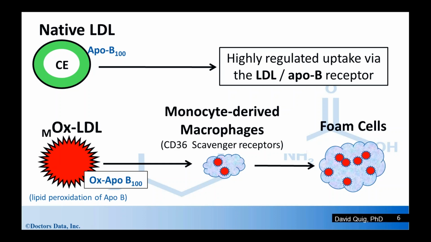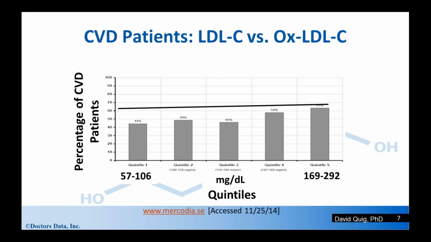However, when we have oxidized LDL, that is oxidized ApoB due to lipid peroxidation, the moderately oxidized LDL is taken up by the CD36 scavenger receptors on macrophages, that is monocyte-derived macrophages, as opposed to the normal LDL receptor. So the macrophages take up the oxidized LDL in an unregulated manner. They're just doing their job. They take out the trash, basically. Unfortunately, when they get full of these oxidized LDL, they start to balloon up and become foam cells.